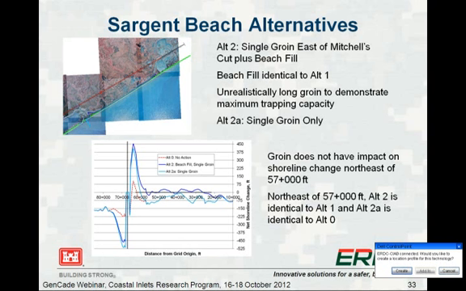So what you'll notice here is that the groin has no impact north of about 57,000 feet. So what's happening is at 57,000 feet, Alt-2, the blue, is identical to Alt-1, which is the beach fill case. And in this chart, you'll see that Alt-2A, the single groin, becomes identical to this no action case. So we're not seeing any effect northeast of that point.